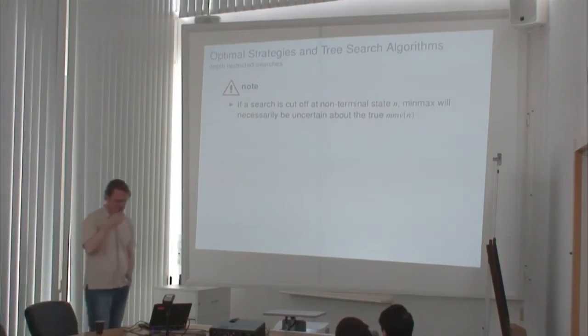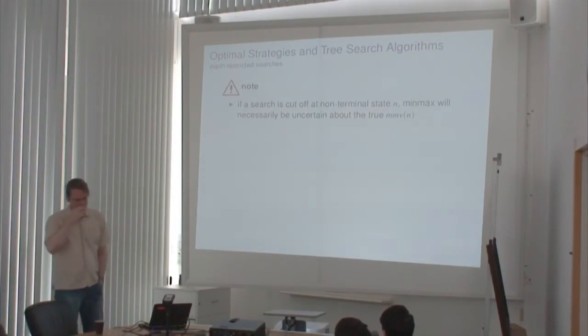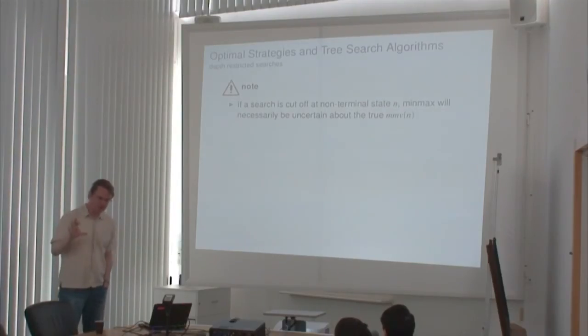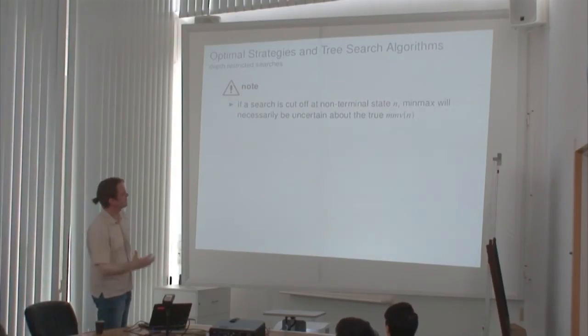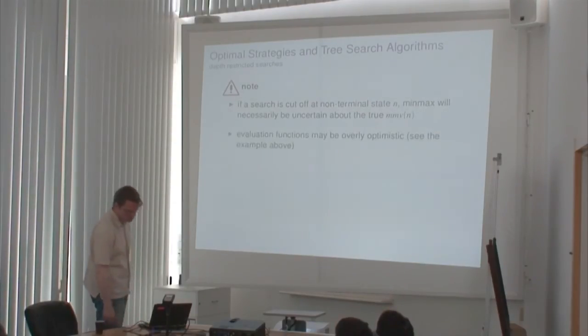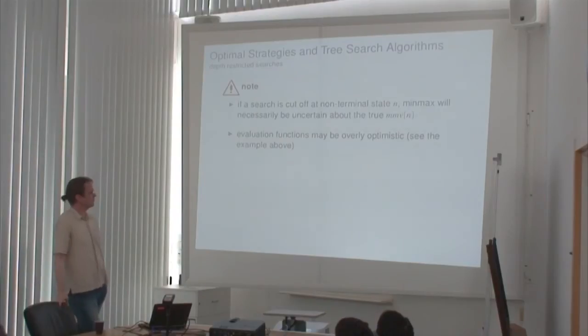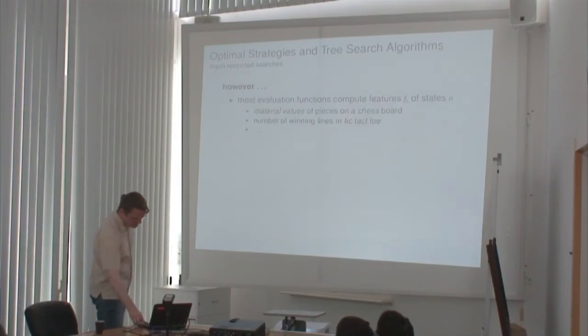If we use these cutoffs, we now saw that it is possible to come up with an evaluation function that would allow us to cut off the search at earlier stages, but then we have to be aware of the fact that we are now uncertain as to the true min-max value of a node. And they might be overly optimistic. So this example above is indeed a very crude heuristic, but it works well for tic-tac-toe.